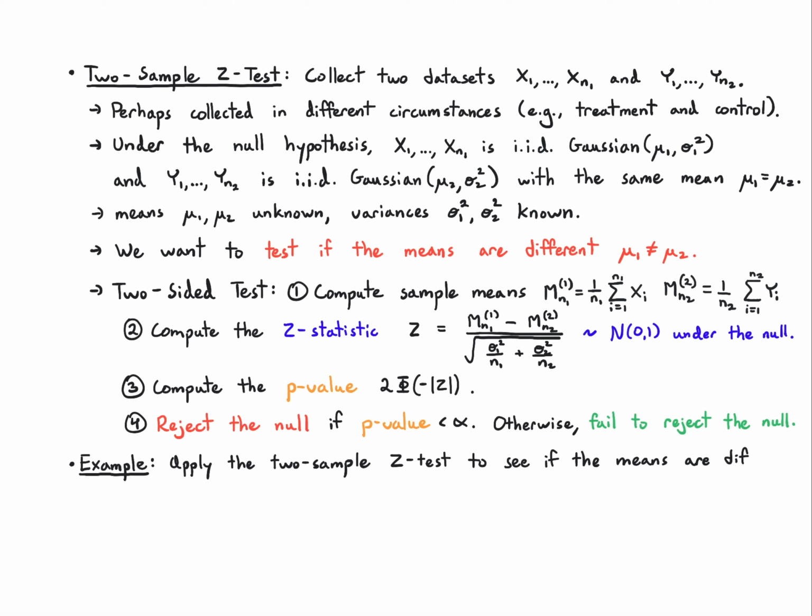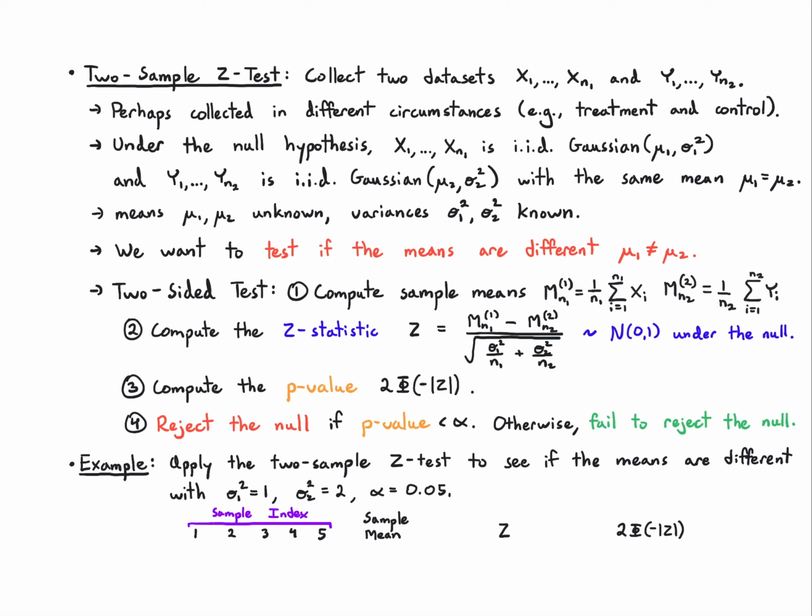All right, and I'm going to assume that I know the variances, so let's just say the variance in one case is going to be 1, and in the other case it's going to be 2, and I'm going to set my significance level to 0.05. These are my sample indices, basically the indices of the data points I've collected. So it could be x1 up to x5 or y1 up to y5. This is going to be my sample mean value, and I'm going to have my z statistic, my p-value, and my decision.